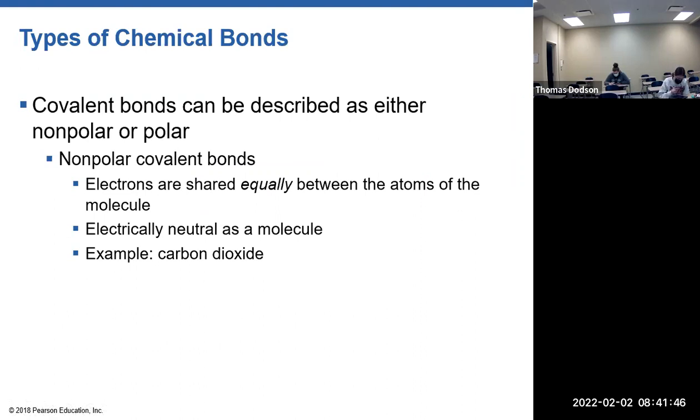And with covalent bonds, you can have one of two kinds, nonpolar or polar. Same kind of bonding, but it's the result of how they bond after the fact that you get nonpolar or polar. Nonpolar covalent bonds are when you have electrons shared equally between the atoms. Carbon dioxide is an example of this. Because they're equally shared, they're electrically neutral. I like to think of them as being balanced.